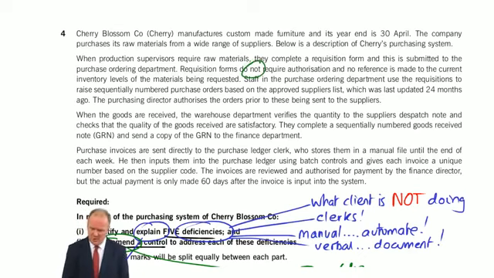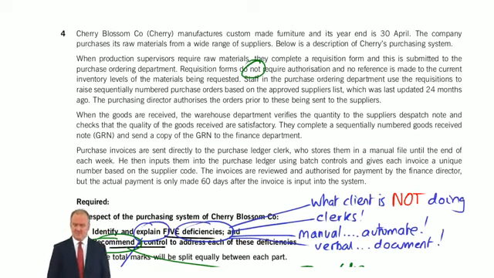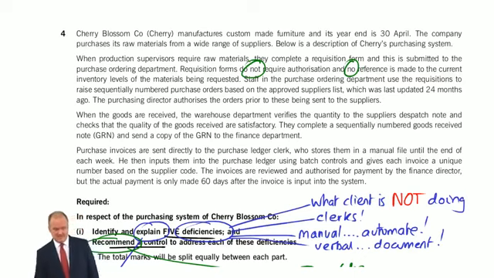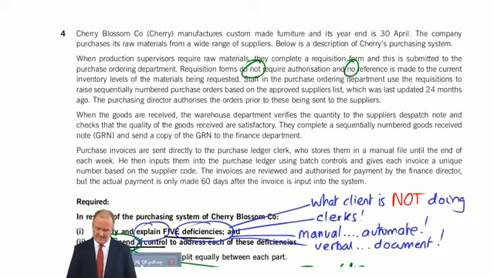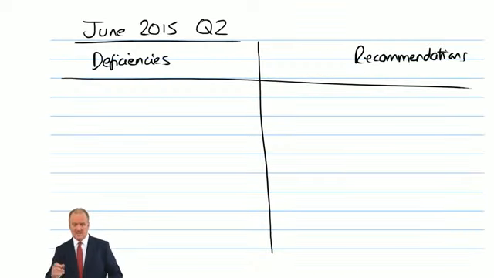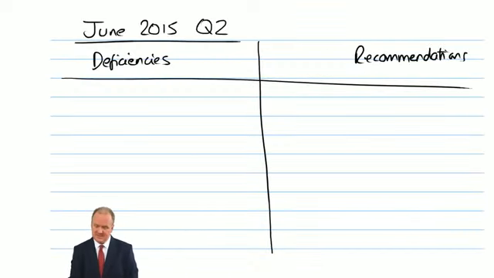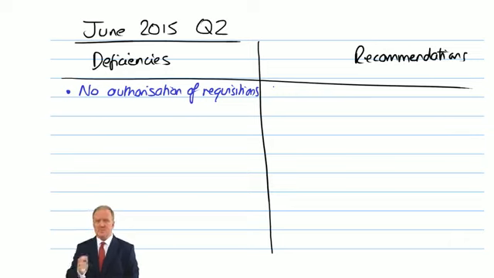Requisition forms do not, thank you examiner, require authorization, and no reference is made to the current inventory levels of the materials being requested. Well, those two are so easy, they would go straight into my answer. Deficiencies. No authorization of requisitions. Well, that's just copied from the story, so I want to start adding to this as soon as I can.